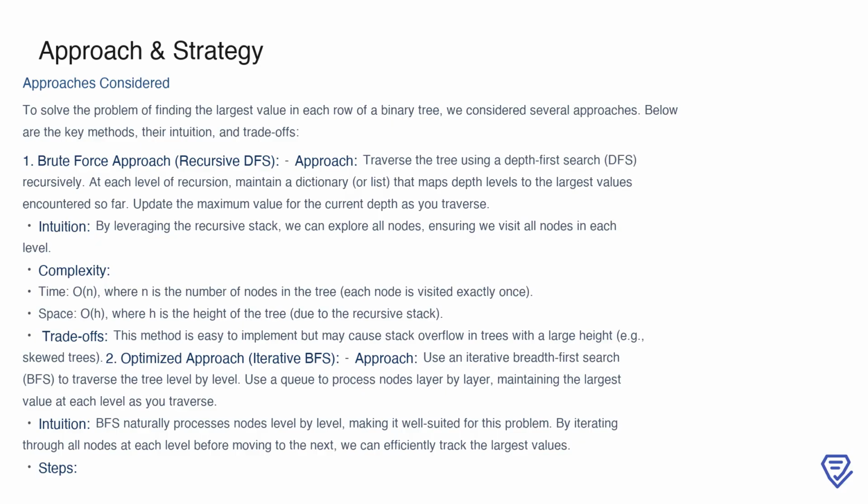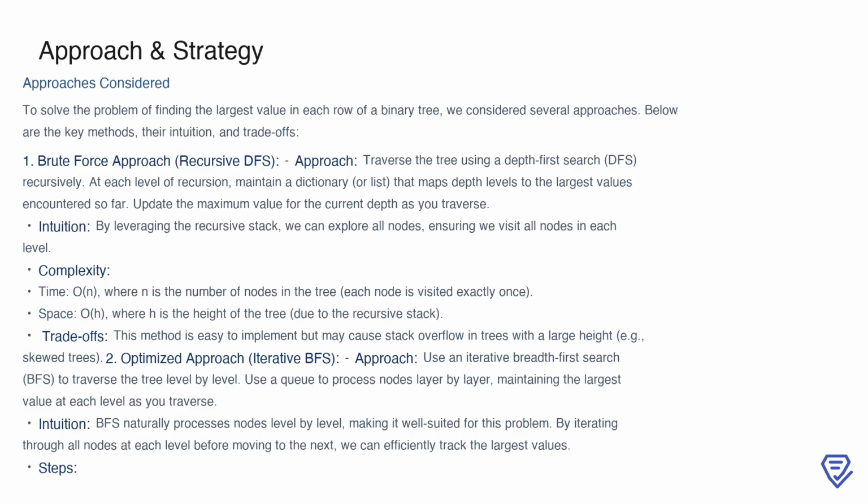First, the brute force method involves using a recursive depth-first search, or DFS. Here, we traverse the tree, keeping track of the largest value at each depth within a dictionary or list. This approach is straightforward, as the recursive stack helps us naturally explore all nodes. However, while the time complexity is O(n), because we visit each node exactly once, the space complexity depends on the height of the tree, O(h), which could be problematic for deep or skewed trees. Stack overflow can occur when the tree height becomes very large.